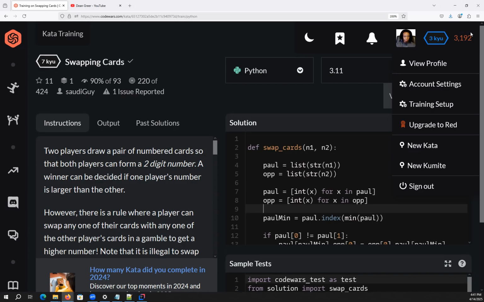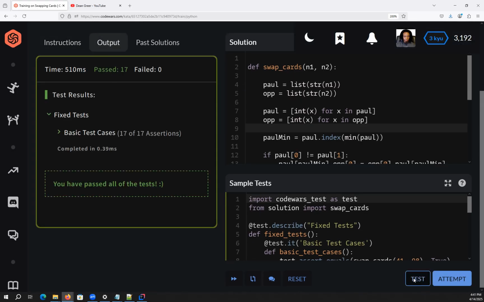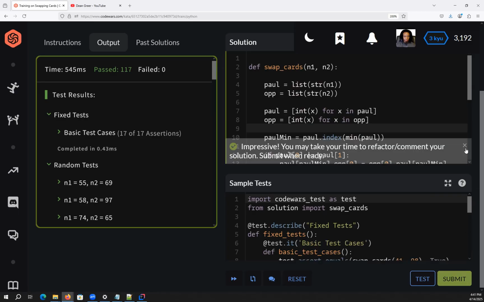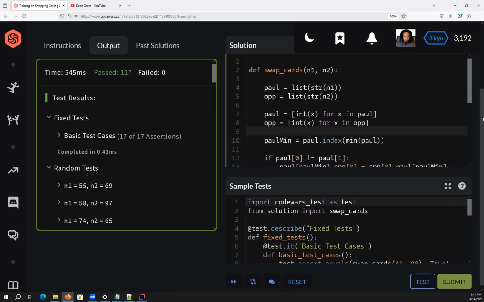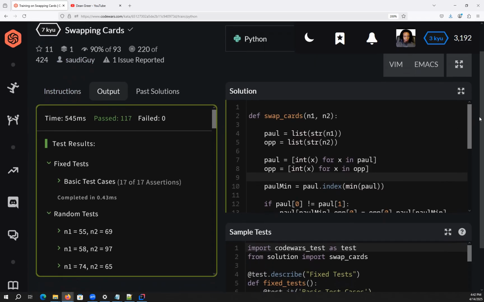Let's run it, test it, all that good stuff. And there you have it. Swapping cards, Python, Codewars. There's a lot that went into this one, but it's a pretty good exercise. And I'm sure it could be done simpler. But this is how I did it. I can only give you what I have, so that's what it is.